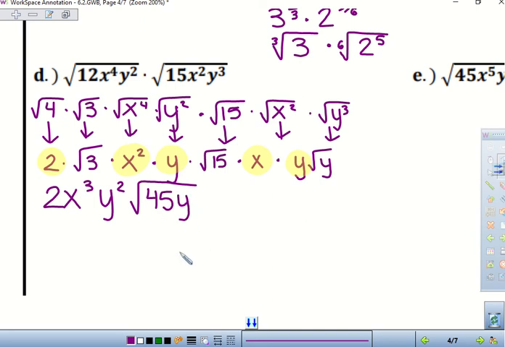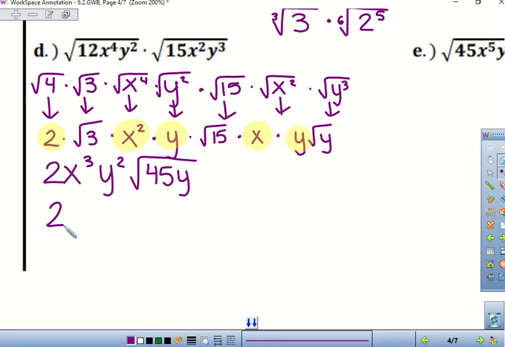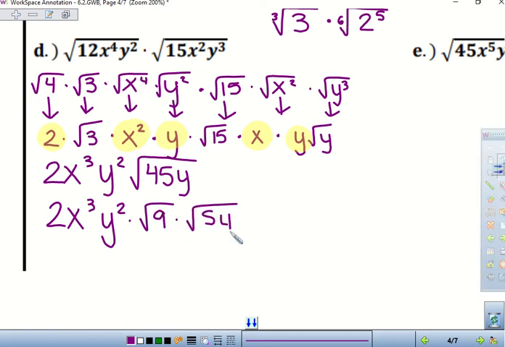Now here's the problem with doing it separately. What do you notice about the final result? It's 45, so we want to just verify. Can we break down 45 again? We can. So sometimes you're going to have to do it again. So this is going to be on the outside. And then you can break this down into the square root of 9 times the square root of 5y, which means another 3 gets to come out, right? So 3 times 2 is 6.